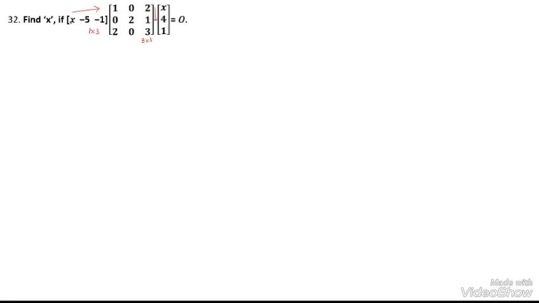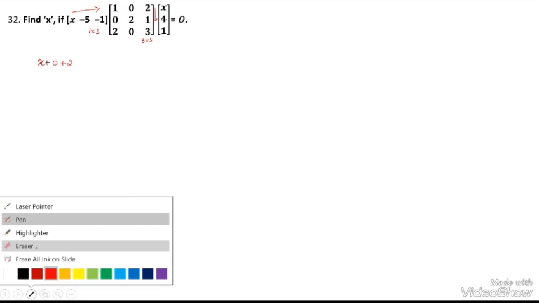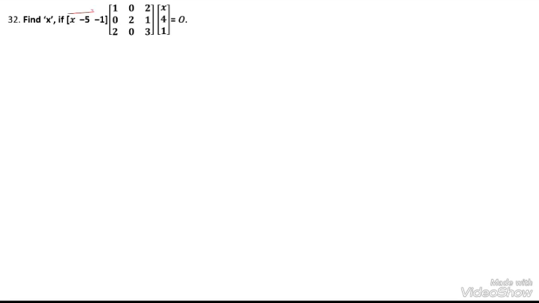So I can multiply here x into 1, that is x. X into 0 plus 0. X into 2 is 2x. Okay, now, sorry, I made a mistake here. Sorry, I have to correct it. First taking row by column. Now I can take the multiplication. X into 1 is x. Minus 5 into 0 is 0. Next minus 1 into 2, minus 2.